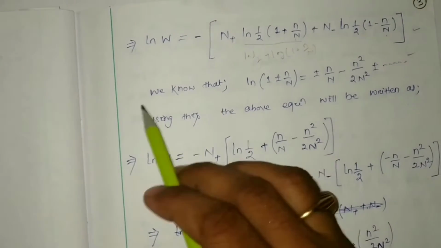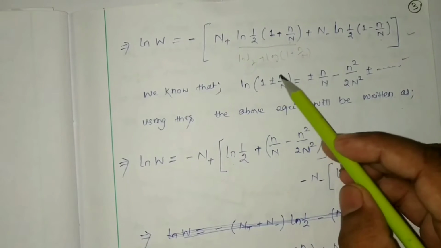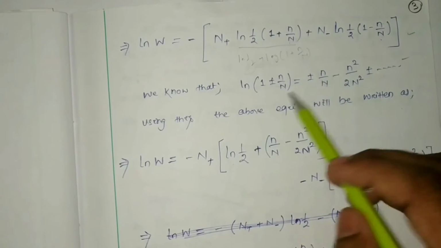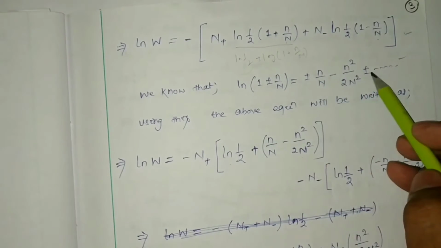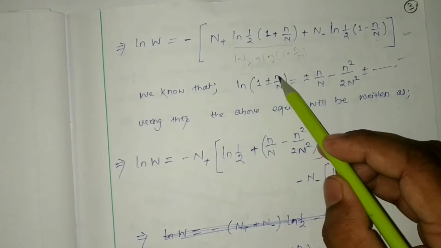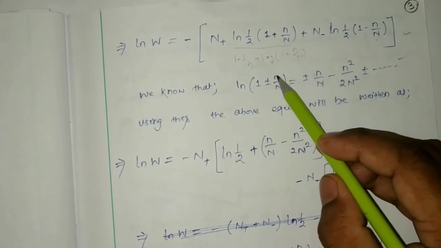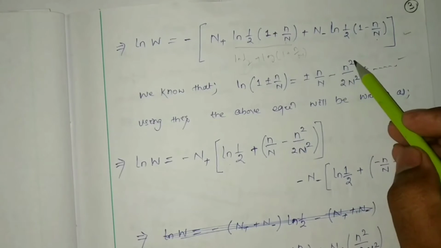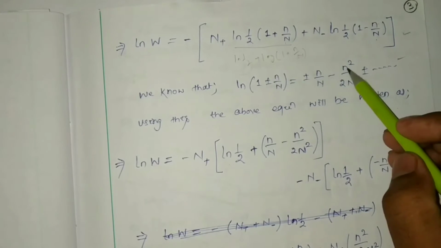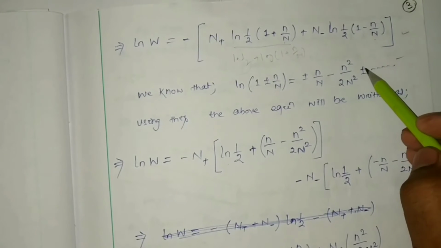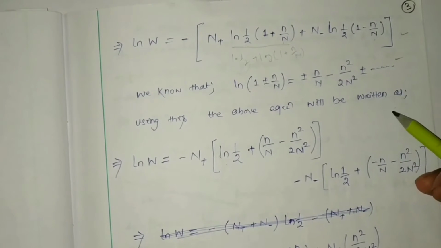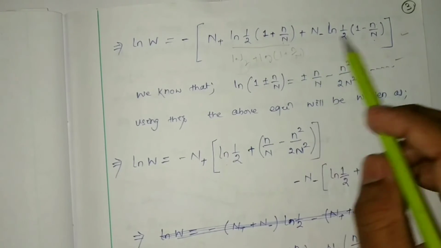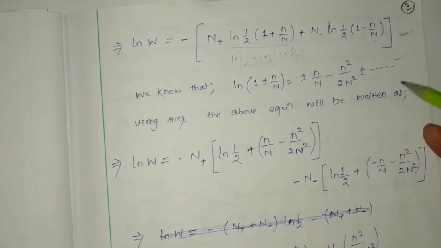Here we know that ln of 1 plus or minus small n by capital N will be equal to, this is the expansion, Taylor's expansion. We know that ln of 1 plus or minus small n by capital N will be equal to plus or minus small n by capital N minus small n square by 2 capital N square plus or minus and so on. Okay, now using this, the above equation, that means this equation will be how much?